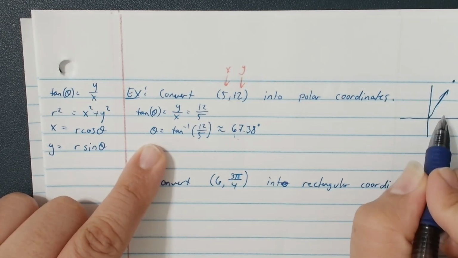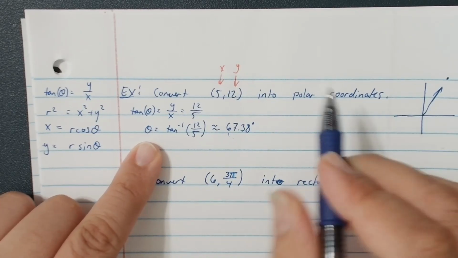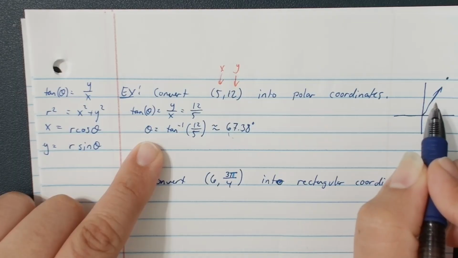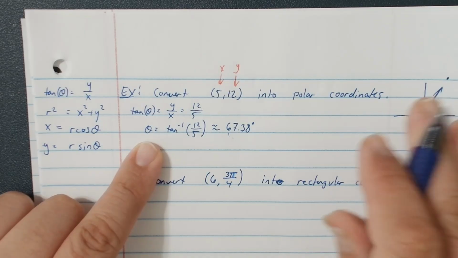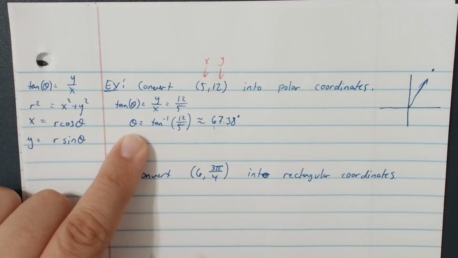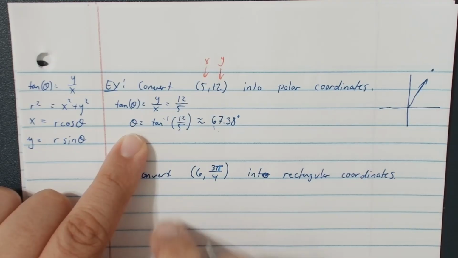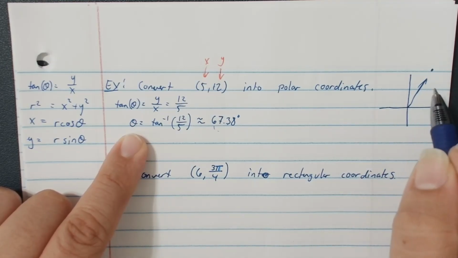67 degrees, yep, that's in the first quadrant. If you end up with a value that is correct, that does point you in the right direction, cool, you're done. If not, I'll show another example of what to do in that situation. We'll see that here in a little bit. But for now, this works out just fine.